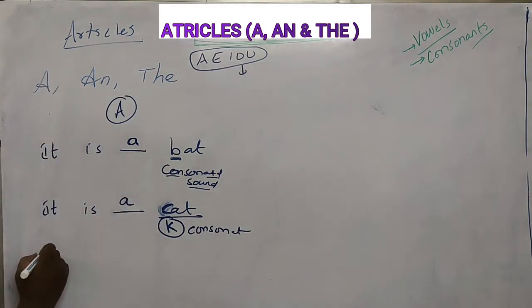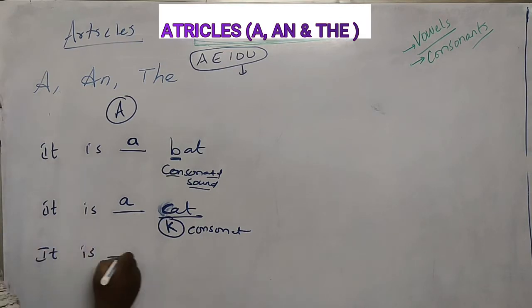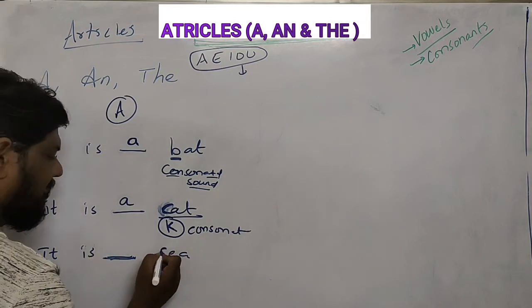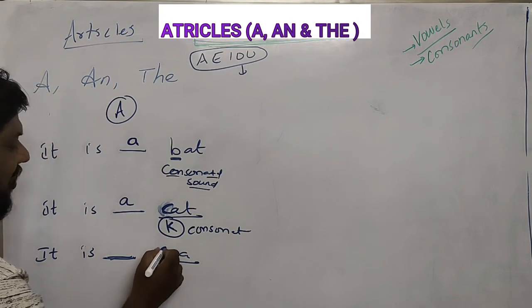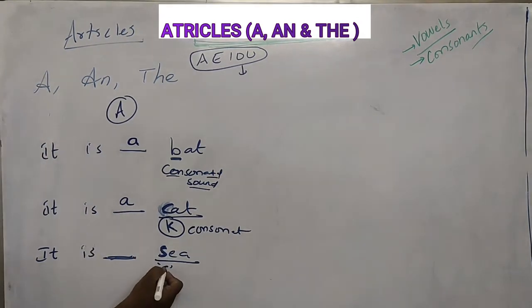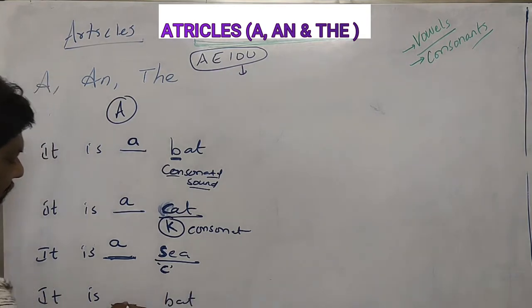We'll take one more example. It is dash C. Now what do you write here? A or an? We'll check. Now what is the sound of this alphabet? C sound. It is not yes sound. It is sound C. So what is C? C is a consonant again. That's why you write here A. Okay, now it is dash bat. What do you write here? A, because it is a B sound.